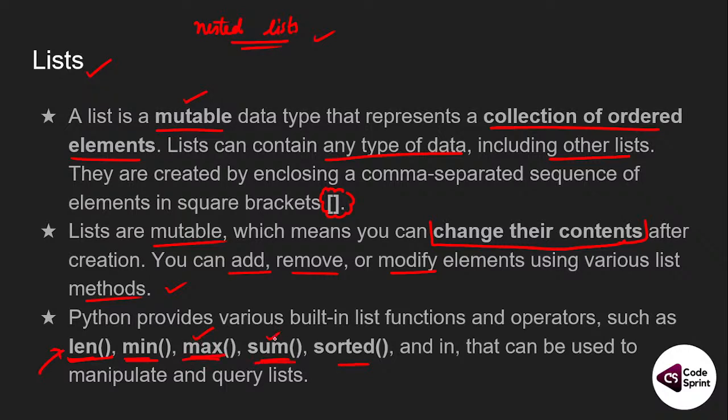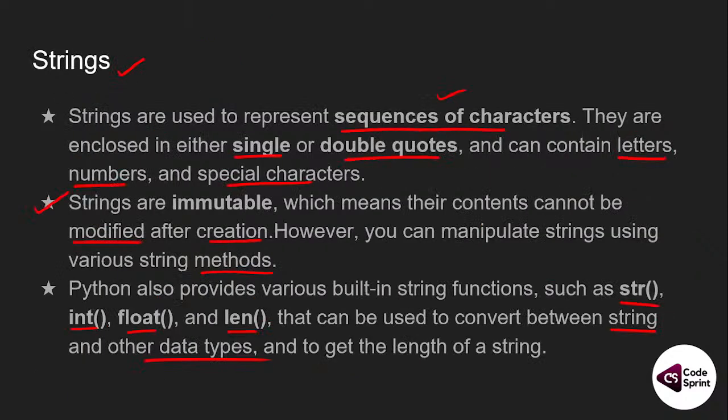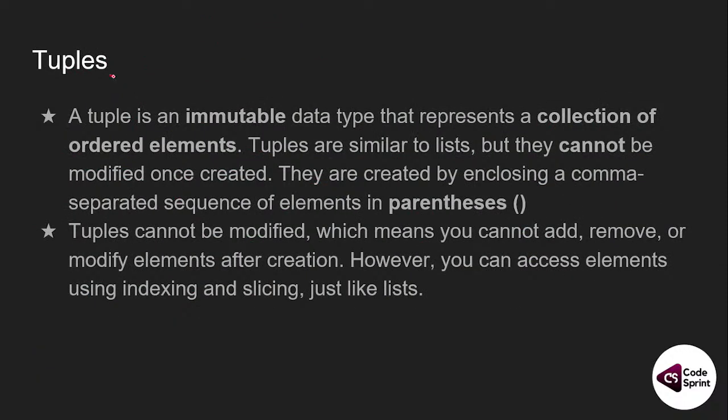Sum, which is going to give the summation of all the elements, and sorted, which is going to arrange it in ascending order. And that can be used for manipulation, just like we have discussed with tuples or strings. Now, if we talk about tuples, tuples are immutable, and again, it is similar to the list because it is a collection of ordered elements. But there is one catch, that is, it cannot be modified once it is created.